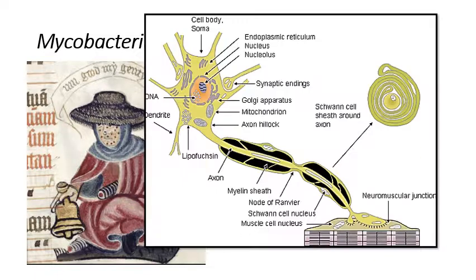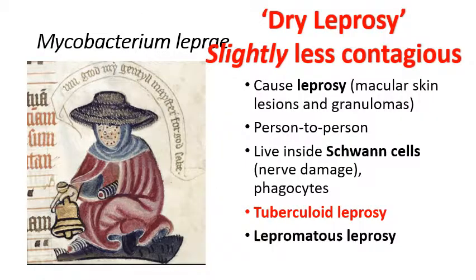Okay, so they live inside Schwann cells. Here's a Schwann cell that's wrapped itself around the axon of a neuron. So if they get in there, they can cause neurological damage, particularly to sensory neurons and motor neurons. I mentioned the fact that tuberculoid leprosy is slightly less contagious than lepromatous leprosy, and so it is sometimes called dry leprosy because it has fewer lesions. The lesions are runny and leaky, so it's called dry leprosy, but there's an urban myth that dry leprosy is not contagious. That's a myth and it's not true.